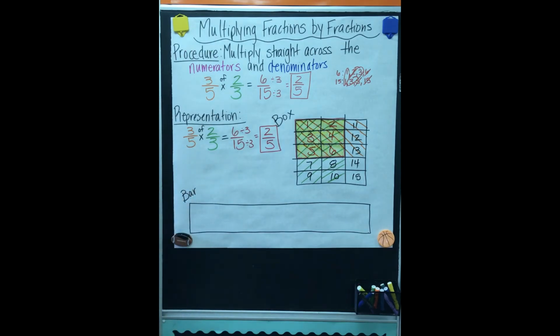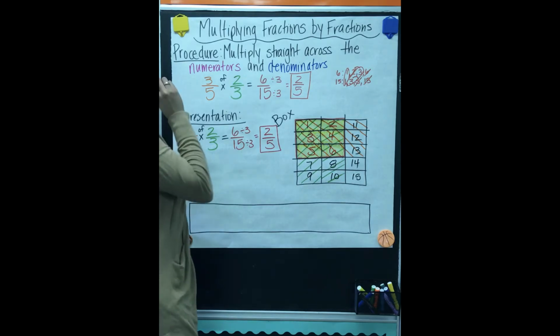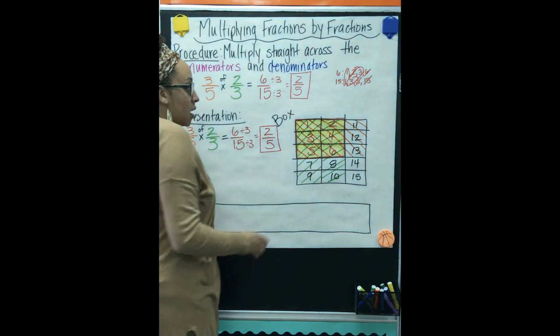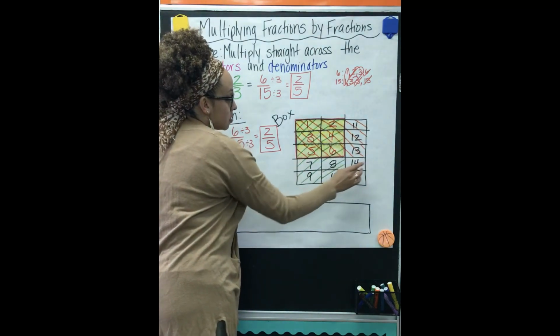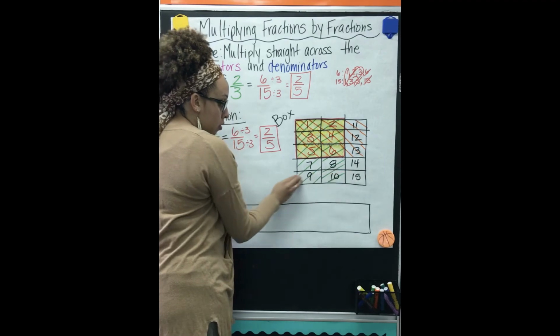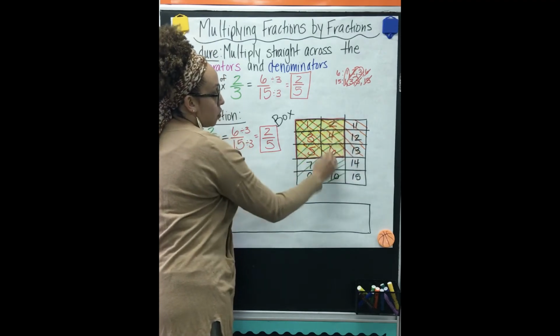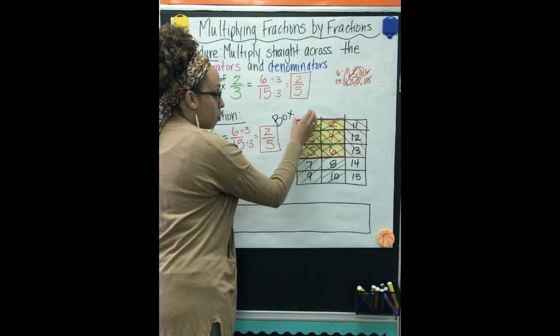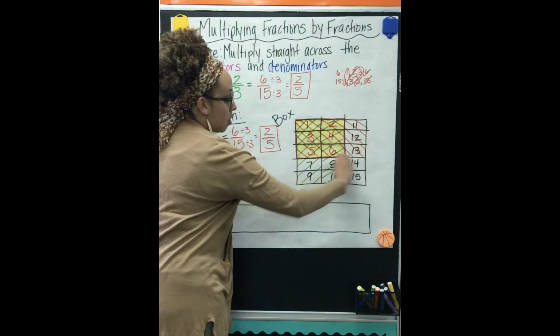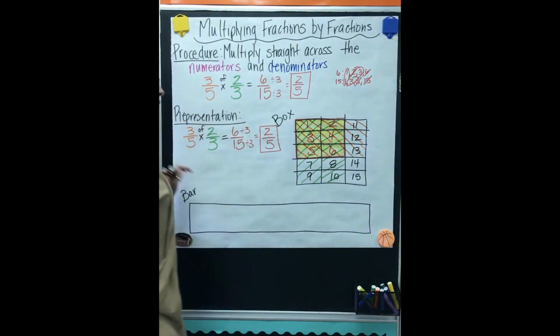Does everybody see that? And if you're like, oh, well, how do we know how it represents 2/5? Because if we split this into 5 pieces, we would have 3 and 1, 3 and 1, 3, 3, 3. Well, there's 1, 2 out of 1, 2, 3, 4, 5.